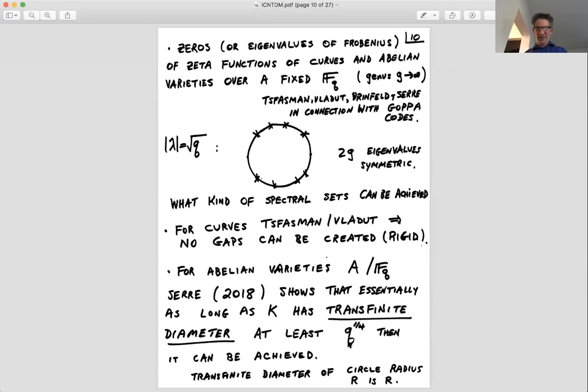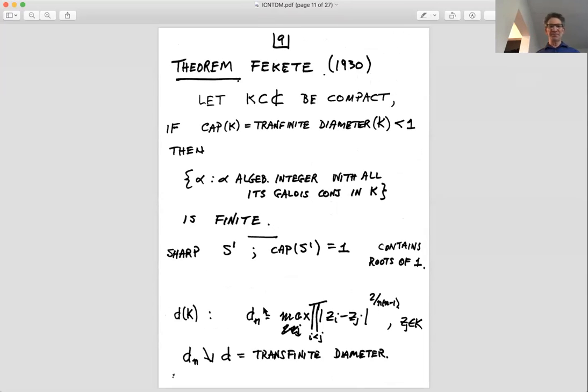So the set K has to have transfinite diameter, or it's the same thing, capacity, Q to the quarter, somewhat smaller. But we go from a very rigid situation, where you can't create gaps if you take eigenvalues of a curve, to one where you can if you take eigenvalues of an abelian variety, but there's one constraint, and the constraint has to do with transfinite diameter. What is this transfinite diameter? In 1930, Fekete proved a beautiful theorem, which we'll be using, and which Serre, of course, used there, and a converse to this theorem as well.